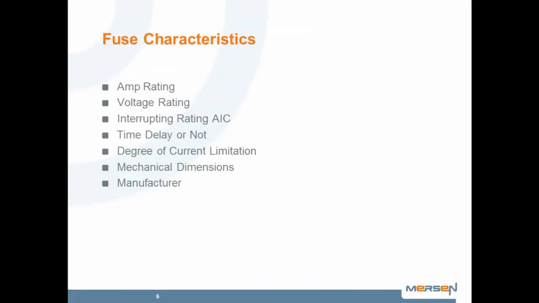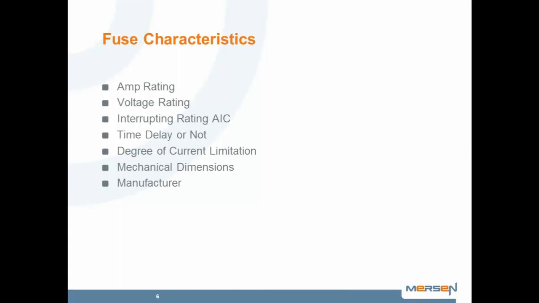When we think of engineering and having the correct fuse, the fuse characteristics that are most important are the ampere ratings, voltage ratings, interrupting ratings, time delay or not, degree of current limitation, and we are going to really get into current limitation in this talk, mechanical dimensions, and manufacturer. Coming back to the first one, ampere rating, generally you don't want to load the fuse over 80%. There are some exceptions, but generally you don't do that.